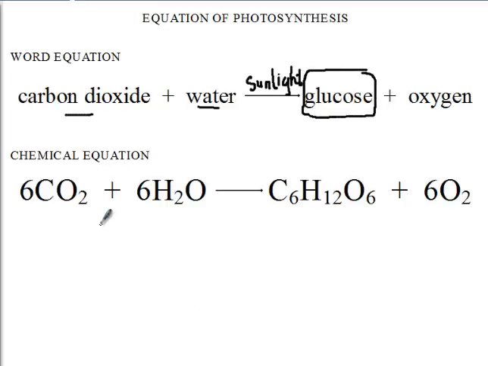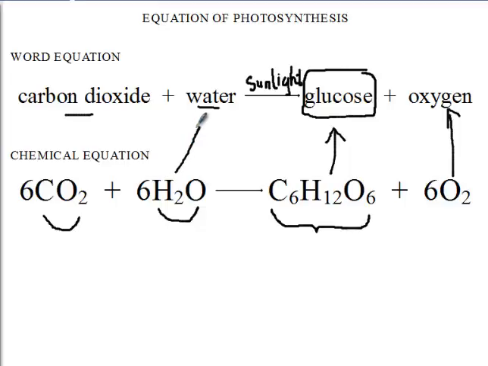Now let's see the chemical equation. CO2 is for carbon dioxide, H2O is water, then we get C6H12O6 to be our glucose, and then the O2 is our oxygen. Okay, so CO2 is carbon dioxide, H2O water, C6H12O6 glucose, and then oxygen. But this equation needs to be balanced. That is why we have these sixes in front of these three.